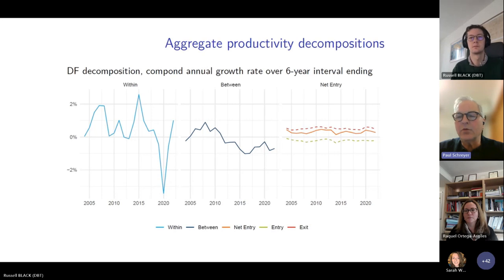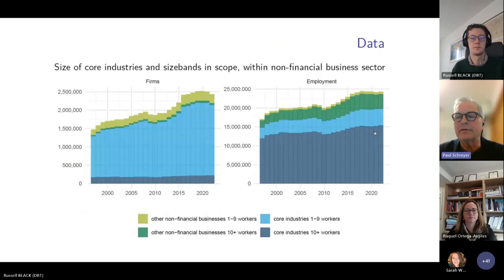And I see there is already one question with three sub-questions. It's probably easiest if I read it out rather than calling on the person, in the interest of time. They said that this is a very interesting presentation, with three questions. One is whether the use of employment shares as weights has the effect of giving materially greater weight in the aggregate to the contribution of relatively low productivity firms, and if so, what would the decomposition show if the weights were based on output shares?